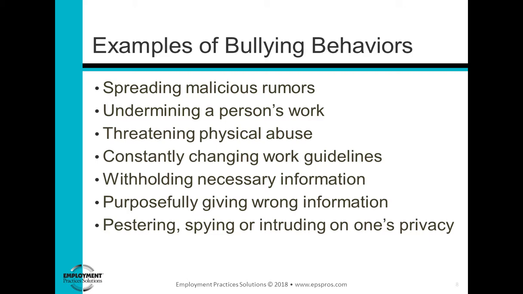So going through this list, here are some examples of bullying behaviors. Spreading malicious rumors about a coworker, undermining a person's work, either by not assisting them or doing something deliberate to undermine the outcome. Threatening physical abuse towards a coworker. That could be done either verbally or through physical intimidation, such as aggressively getting up in someone's face during a disagreement or to make a point. Constantly changing work guidelines, withholding necessary information for a person to do their job, or purposely giving wrong information to an individual to try to undermine their performance, pestering, spying, or intruding on one's privacy.